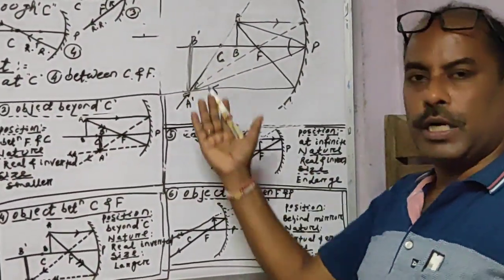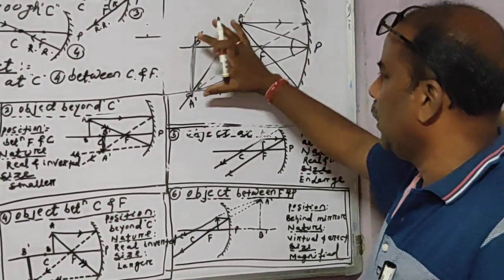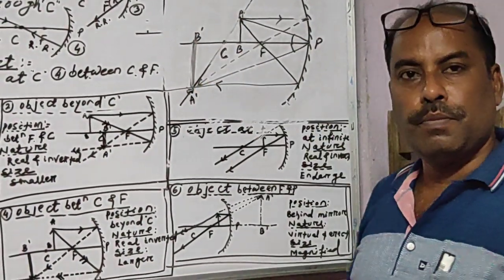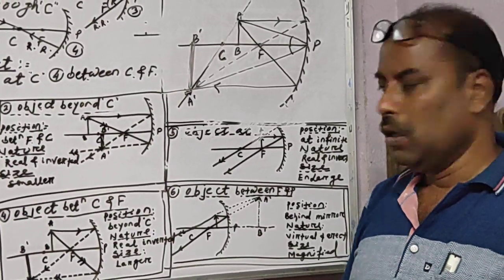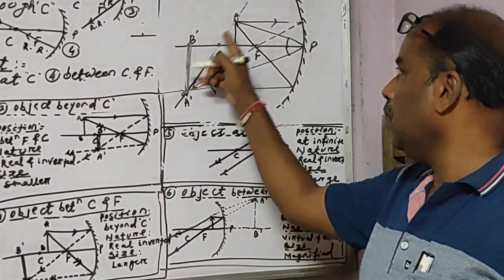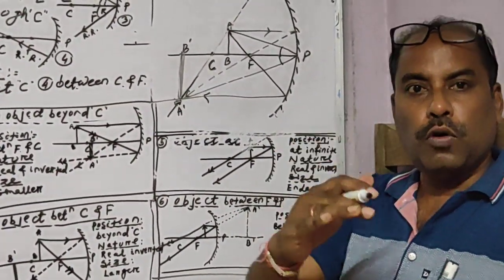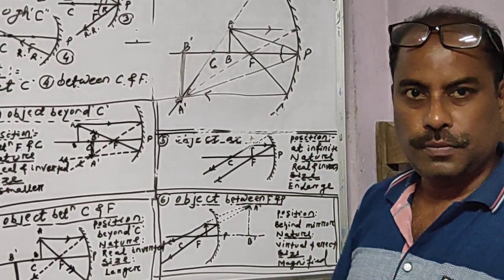Nature will be real and inverted, left side, and size will be, you see, this is the object side, this is the image side. Which one is larger? Image is larger. So I have written larger. Which one? Image. Image is larger than the object. In this case, the image's height will be more than the object.